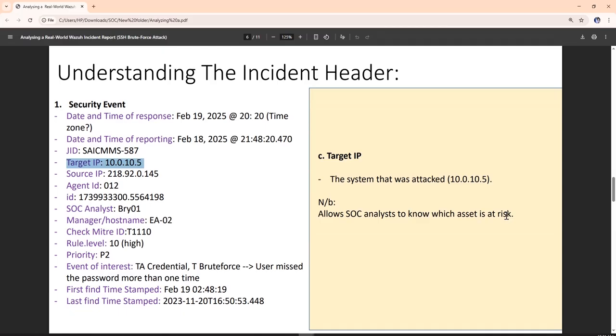So if we are in the system and the target IP, these ones are normal. You see the date is standard, target IP is standard, source IP, agent ID. Some of the important rule parameters are very standard, meaning even if you go to another company, you might still find that they are answering the same thing. So the target IP is the system that was attacked, and this allows analysts to know which asset is at risk.